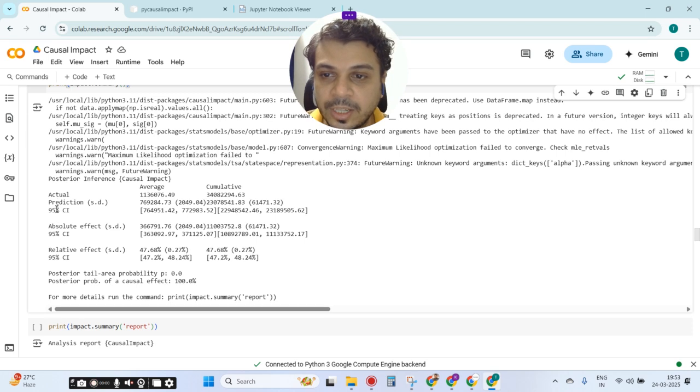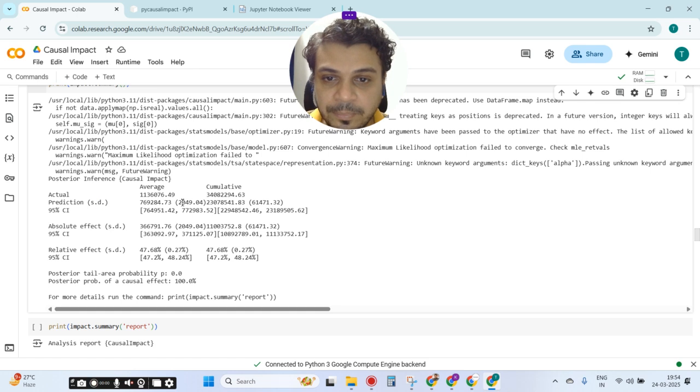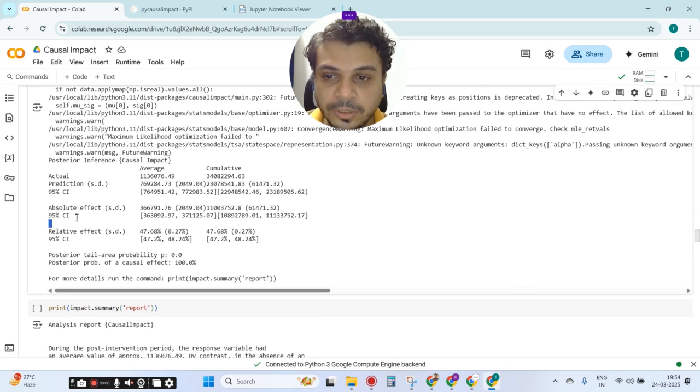It gives you the actual prediction, the 95% confidence interval, and then it gives the average, the cumulative, and gives absolute values and relative values. So what you really should be looking at is relative values. And for relative values, you see it has come up with 47%. And within a 95% confidence interval, the range is 47 to 48, which is very, very decent. So remember what our actual was? Our actual was 45%. Right?